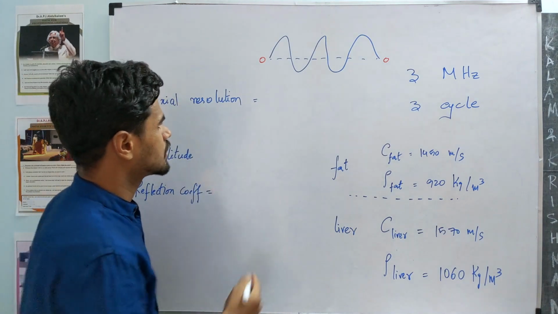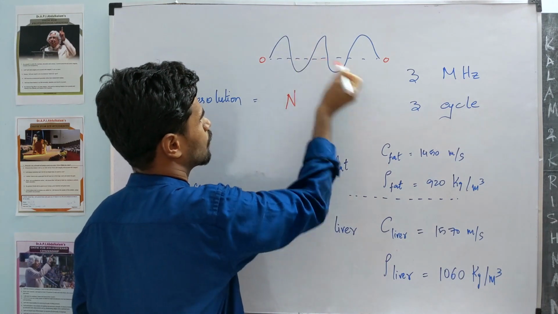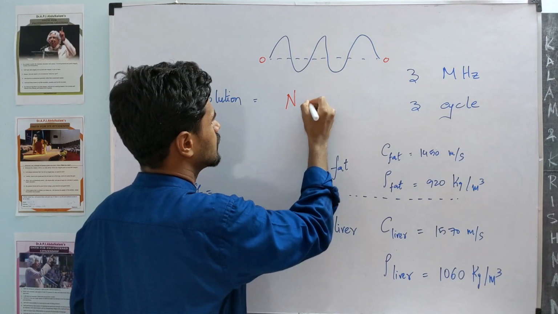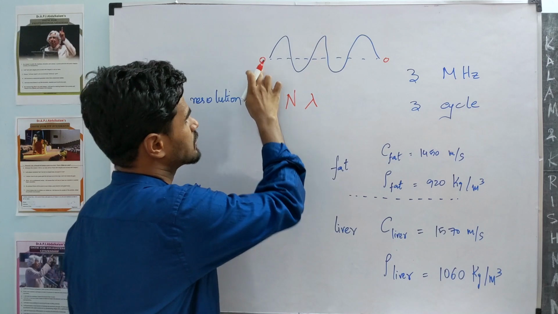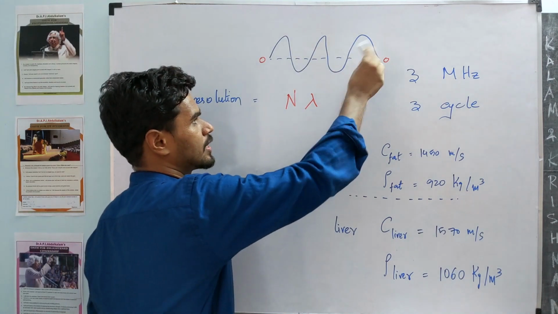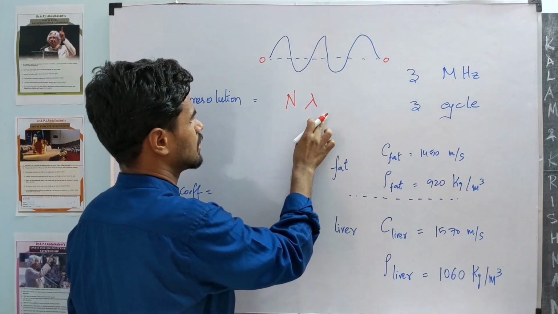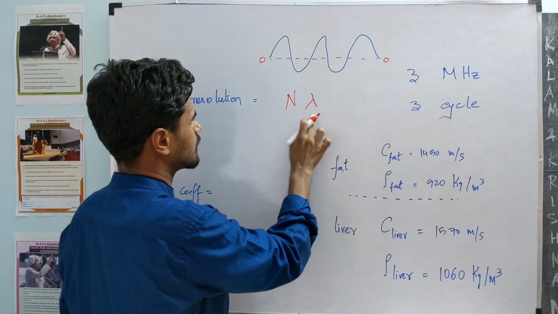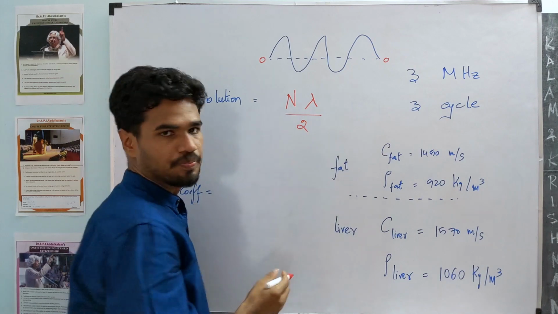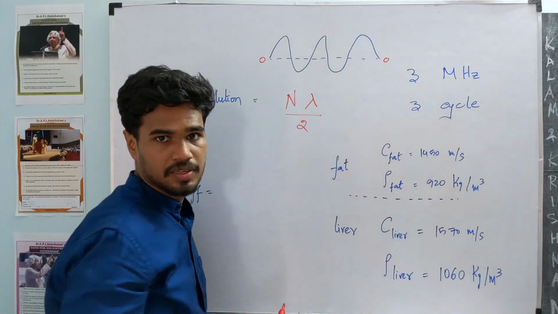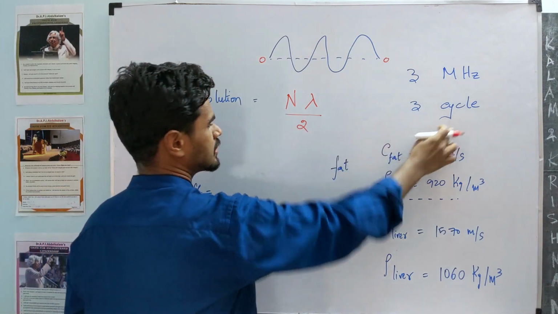So the axial resolution is the number of cycles in the pulse times the wavelength of one cycle. So that's n lambda. But because of the way the transducer works, your pulse will hit a target and then get reflected back. The actual distance that is applicable here is n lambda, which is the pulse length, divided by 2, because the wave hits a target and gets back. So this is the axial resolution, and we know n because it's 3 cycles long.